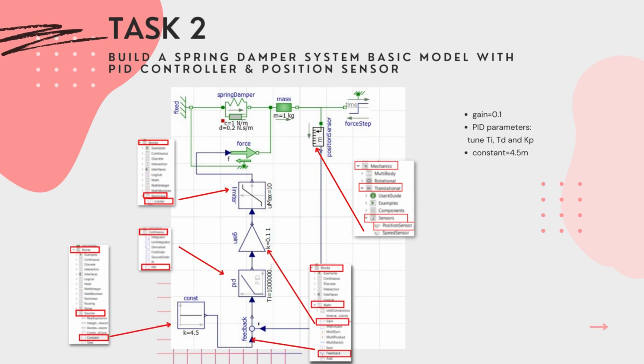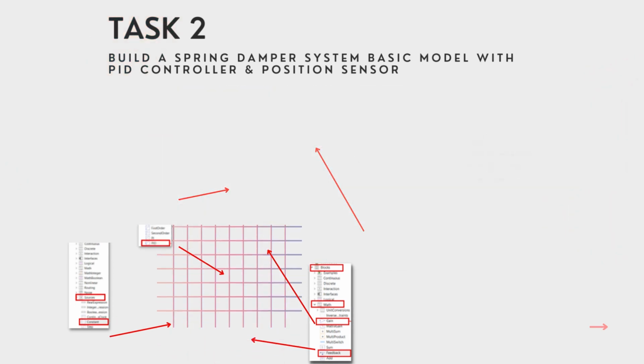In task 2, we are asked to build a spring damper system with a PID controller and position sensor. Additional components required are the position sensor, gain, feedback, limiter, and constant. This constant is used to give the desired length, which is 4.5 meters in this task.